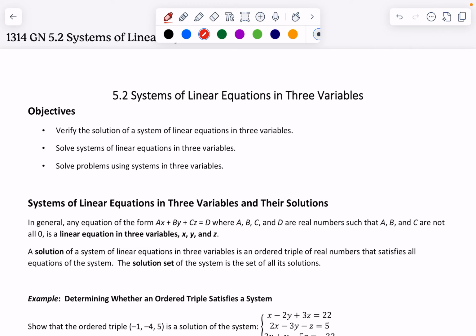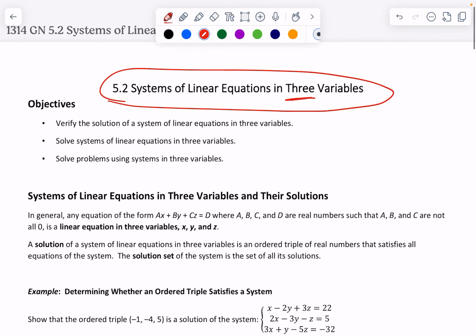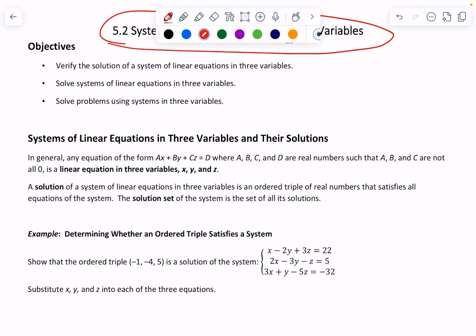Hello. So we are continuing chapter 5 and the systems of linear equations. So 5.2, we're going to be looking at three variables. So systems of linear equations in three variables and their solutions.